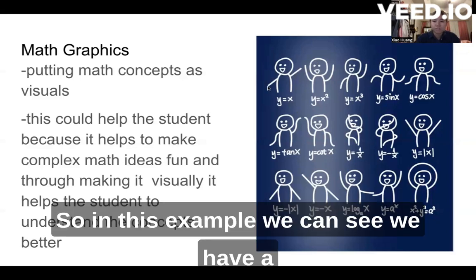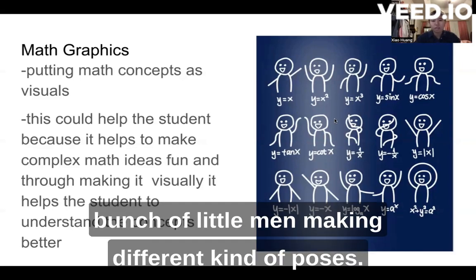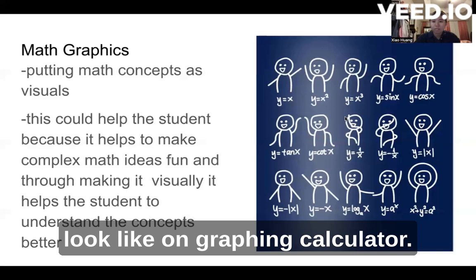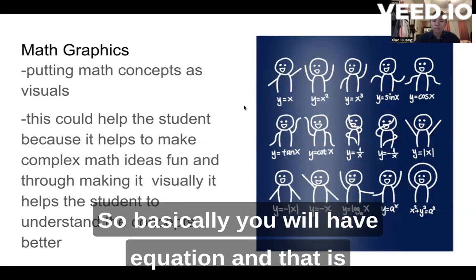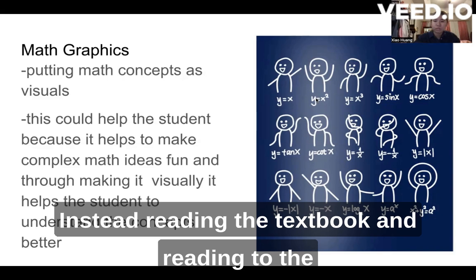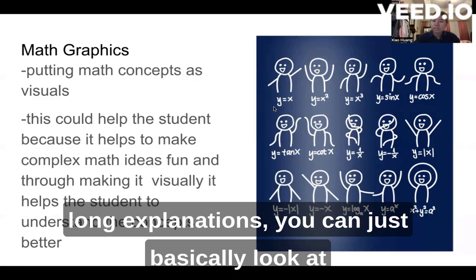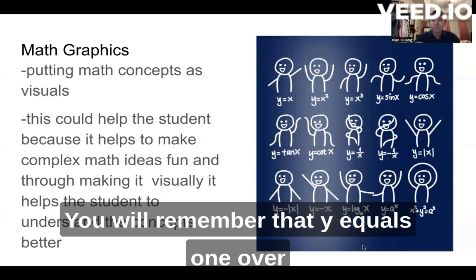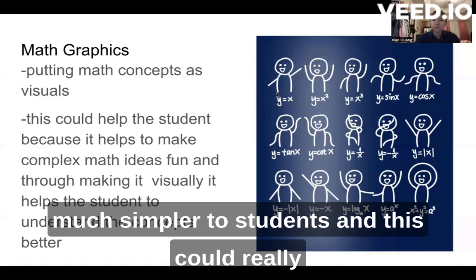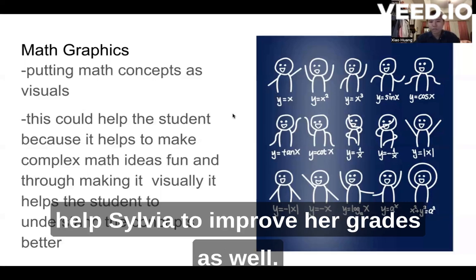In this example, we can see a bunch of little men making different kinds of poses. These are basically what graphs will look like on a graphing calculator. You will have an equation, and that is what the graph of that equation looks like. Instead of reading the textbook and long explanations, you can just look at this and remember the math concept. You will remember that y equals 1 over x will have a graph looking like this. It just makes math concepts much simpler for students, and this could really help Sylvia to improve her grades as well.